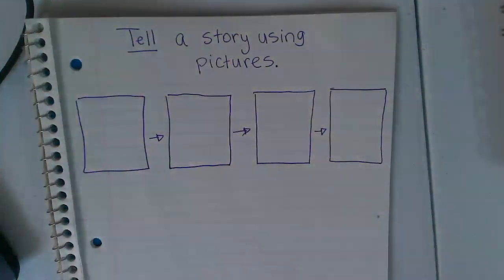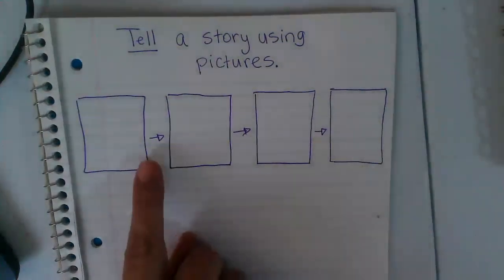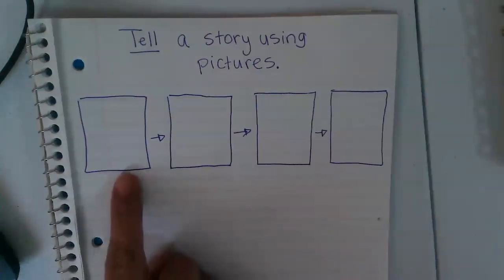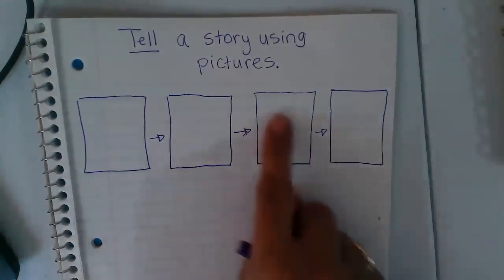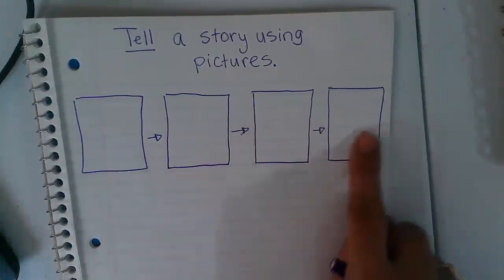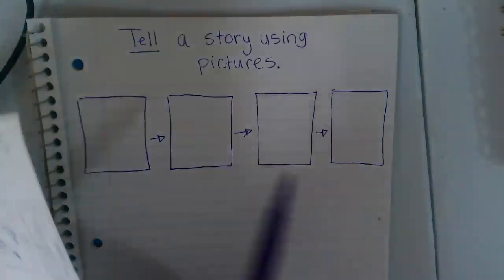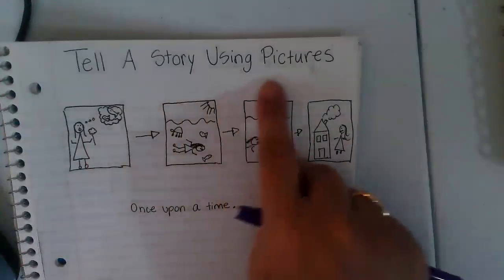Perfect. So these little boxes, these are going to be what happens in the story. This is going to be your beginning. This is going to be your middle. And this is going to be your end. Let me show you what I did. So in preparation for you, I made my own little story with my own little boxes. So it says here, this is my paper. It says, tell a story using pictures.